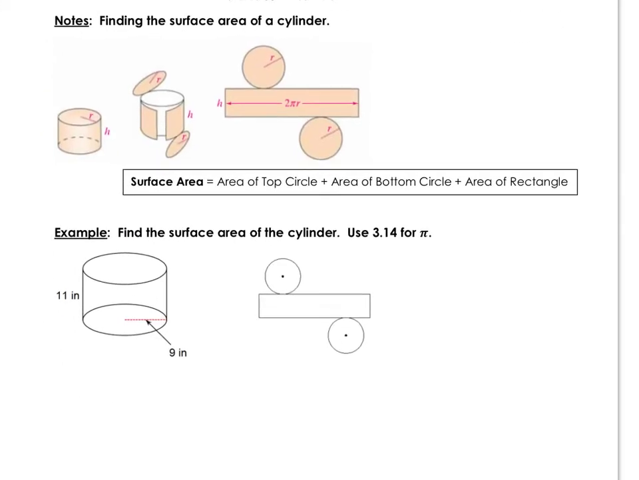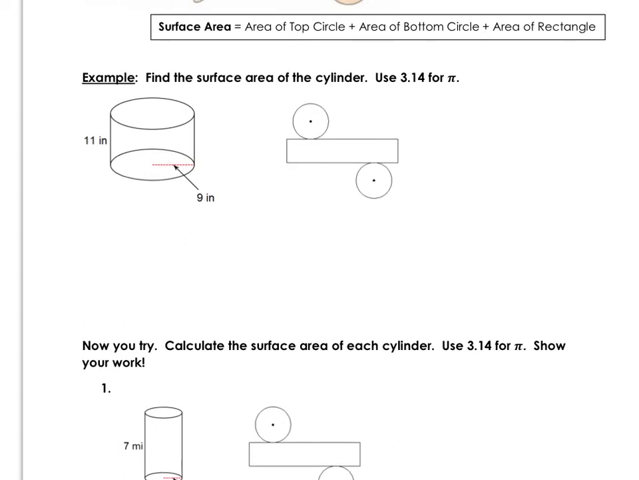Looking at this example, what they've told us is that we know that the height of the cylinder is 11. So what I'm going to do is I'm actually going to take and label that on my cylinder. Also, I know that the radius is 9 inches, so I'm going to label that as well. Make sure that you're taking good notes. If you need to even pause the video right now, you can, to make sure you're caught up with me. Okay, and then from there, I'm going to start doing some calculations.